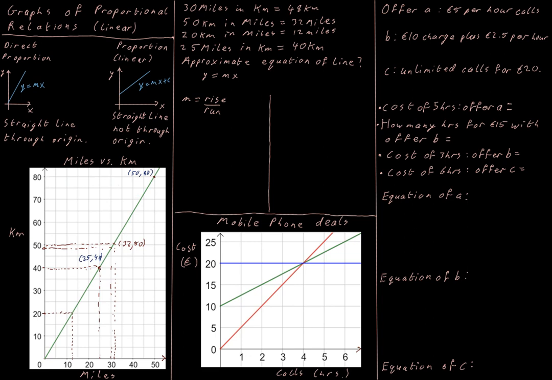So if I run across by that amount, I rise by that amount. And I don't have any really good crossings between those two, so those are the two I'm going to go with. So I'm running across from 25 to 50, so I've run across by 25, and I have risen by 40. So my rise over my run is going to be 40 all over 25.